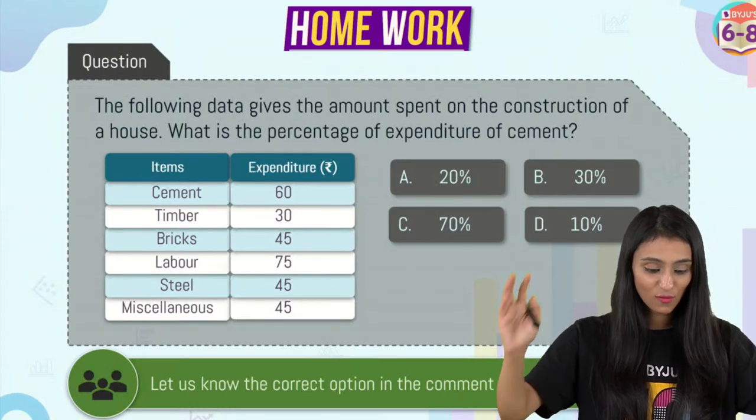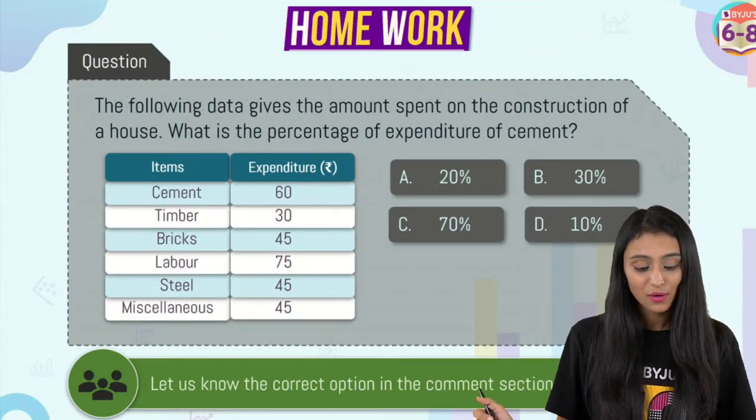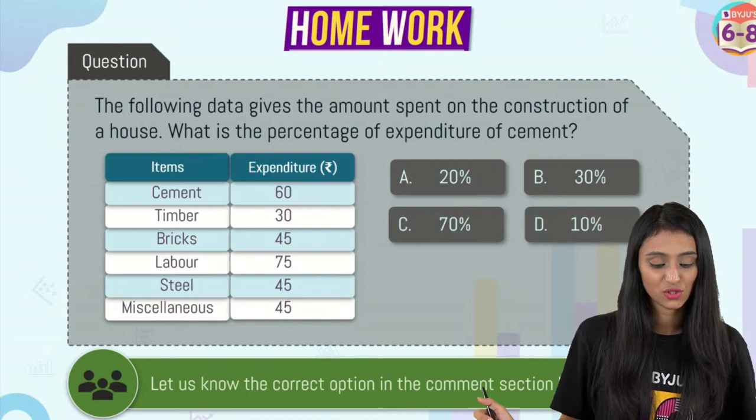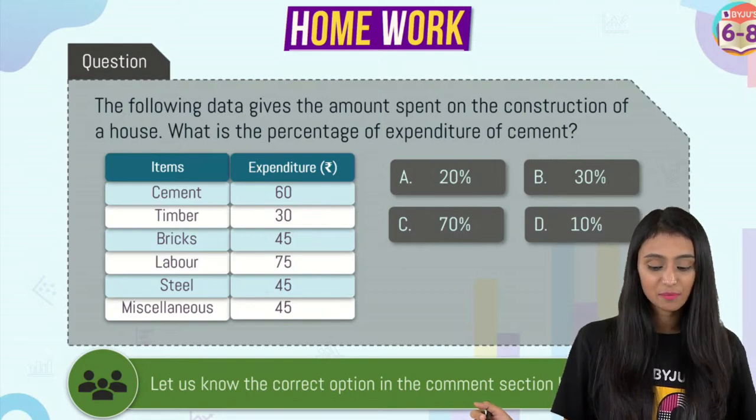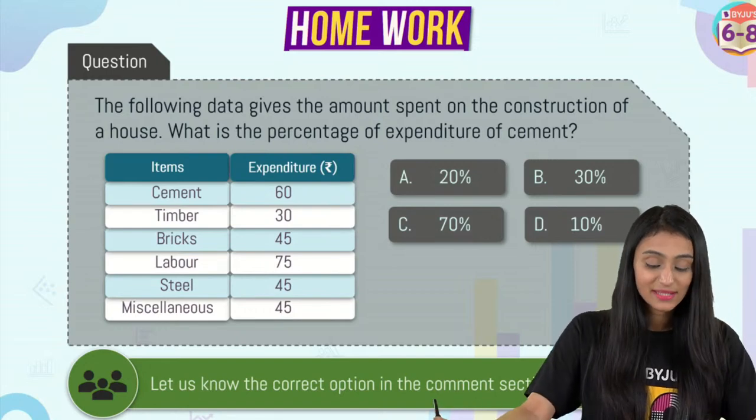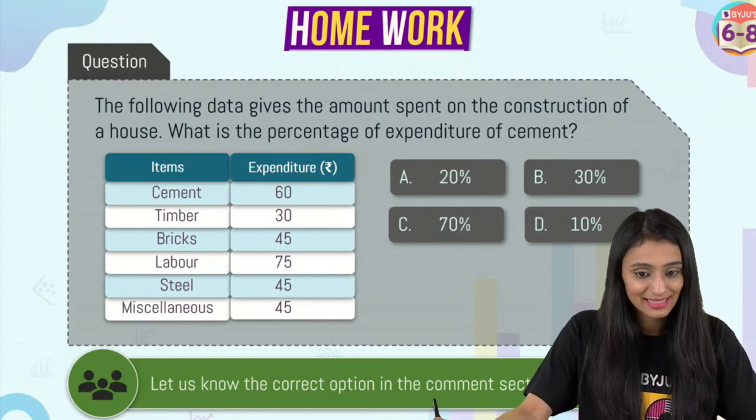Now, we have a homework question as well. The following data gives the amount spent on the construction of a house. What is the percentage of expenditure on the cement? So, give your answers in the comment section after this session.